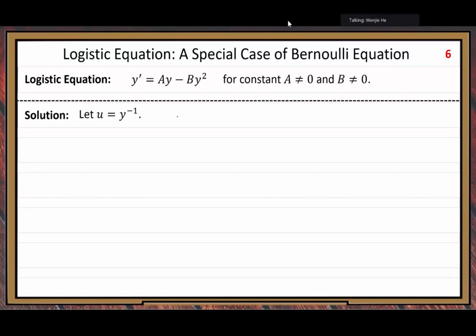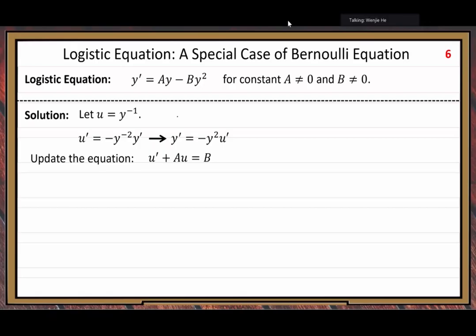Solution. We use the substitution from the previous slide: u equals y to the negative first, the reciprocal of the y function. If you do that substitution, you can simplify the original equation to a new, simpler equation: u prime plus A u equals B. That is a very simple first-order linear ODE.